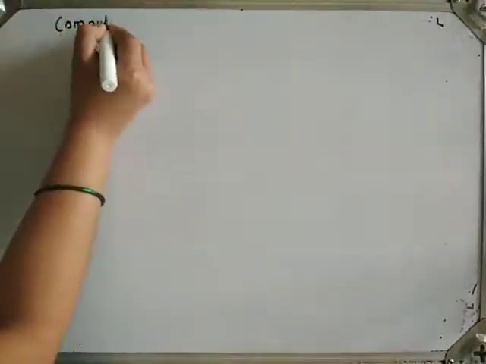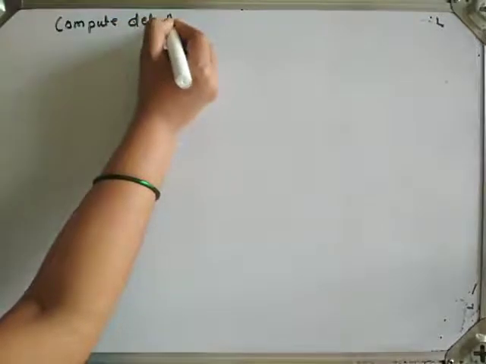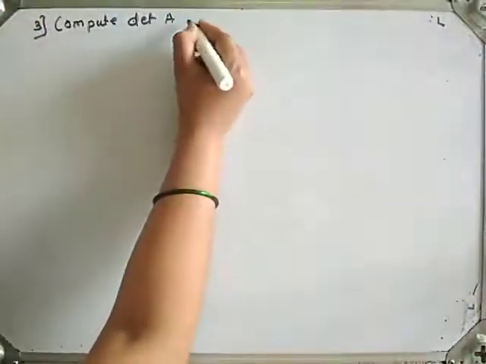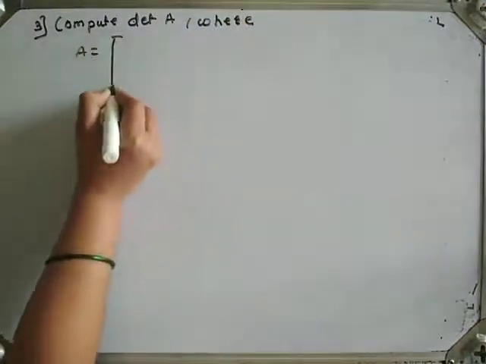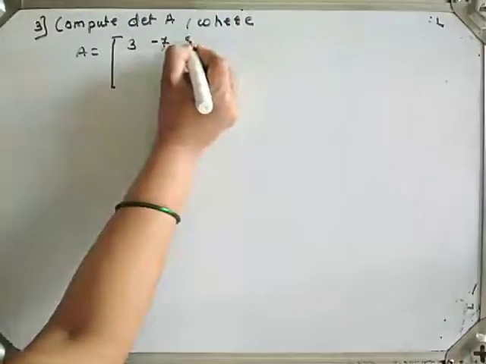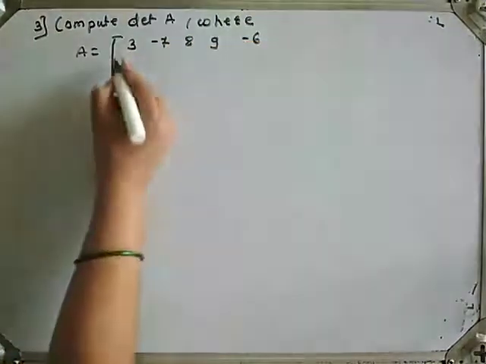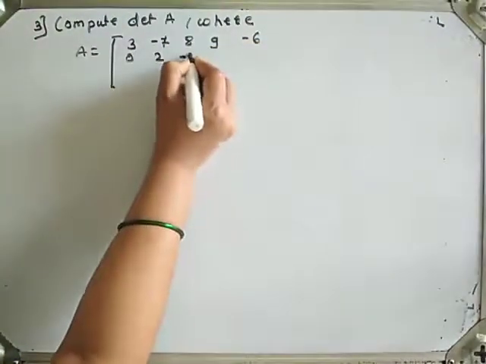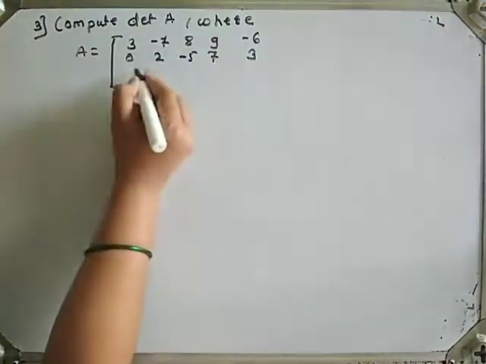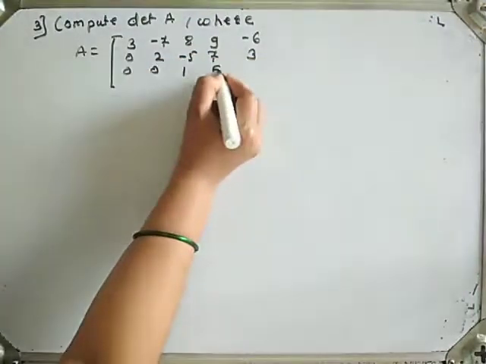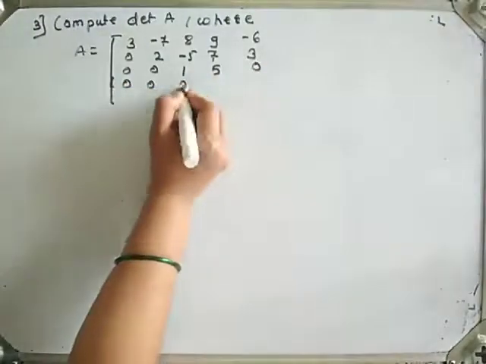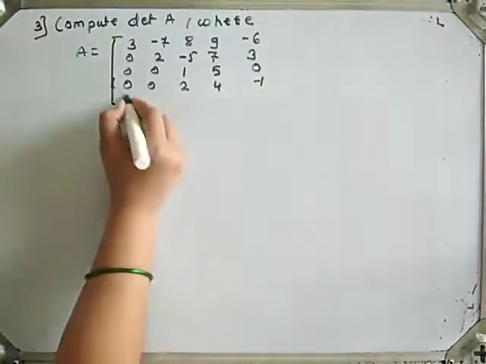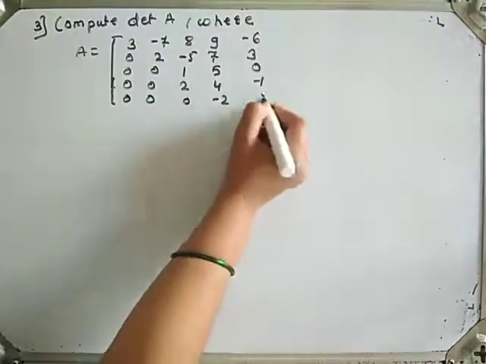Let us take the next example. Compute the determinant of A, where A is equal to the matrix [3 -7 8 9 -6; 0 2 -5 7 3; 0 0 1 5 0; 0 0 2 4 -1; 0 0 0 -2 0].